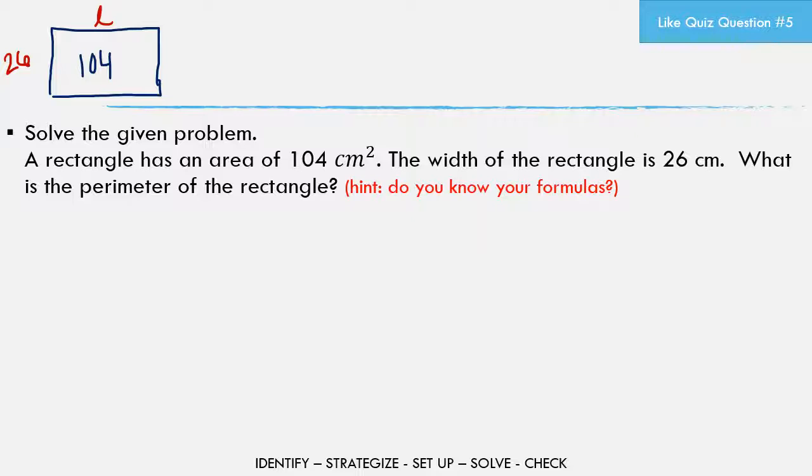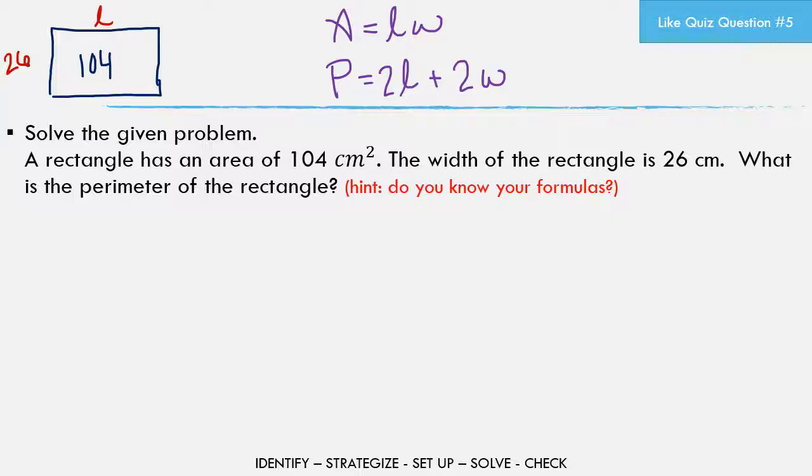What is the perimeter of the rectangle? All the information that's given to us is given in terms of area. And we know the area of a rectangle is the length times the width. They're asking us, however, to find the perimeter of the rectangle. So we only know the width. We don't know the length. Therefore, we need to first find the length to help us find the perimeter. And remember, the formula for perimeter is 2 times the length plus 2 times the width.